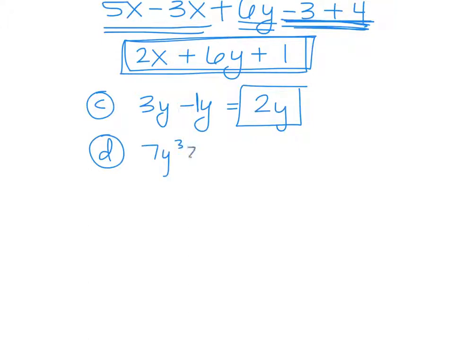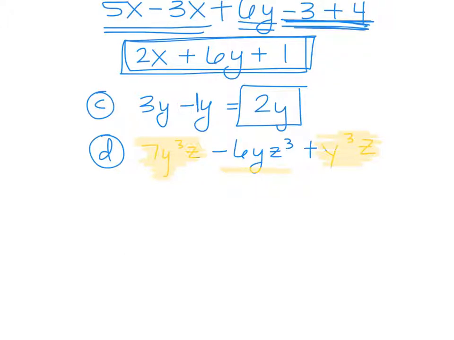7y to the third z minus 6yz to the third plus y to the third z. Okay. Do you have any like terms? Yes. Which ones? 7y to the third z and y to the third z. Right. So this one and this one are the same, right? This one's different. So don't lump that one with it. That's z to the third. The other one is y to the third.